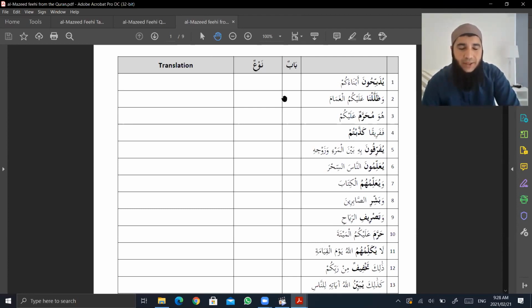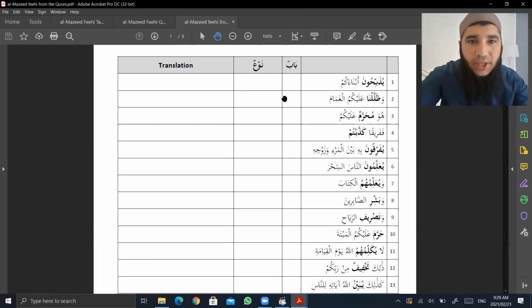In context, this comes from the story of Fir'aun: يذبحون أبناءكم ويستحيون نساءكم وفي ذلكم بلاء من ربكم عظيم. But أبناء is the plural of ibnun. Because it's plural, it can include females, but here it's referring to males, your male children. They are slaughtering your male children. The bab is the second bab. The نوع is مضارع, الفعل المضارع. And the translation: they are slaughtering your sons.